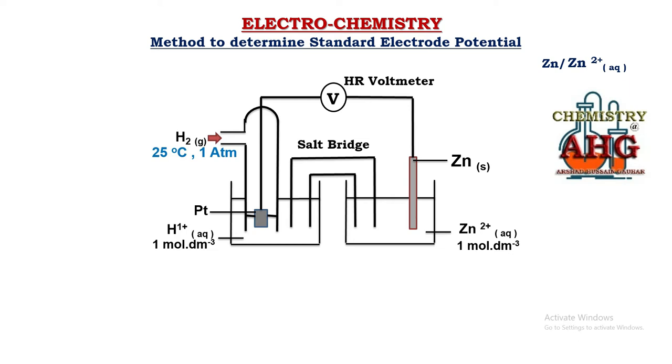Before that, once you have set up this whole apparatus, your apparatus is ready to find the voltage, to find the potential difference, and that potential difference will be the standard electrode potential of zinc. Now one more thing you must remember: if we compare zinc with hydrogen, zinc is a reactive metal.